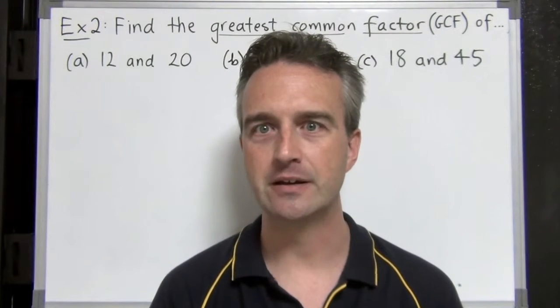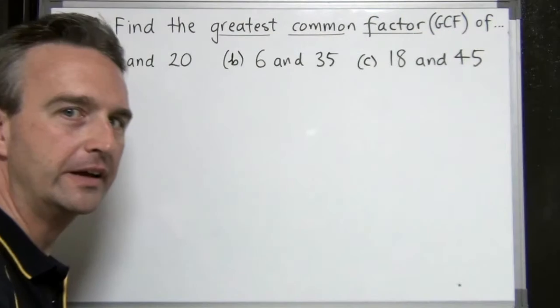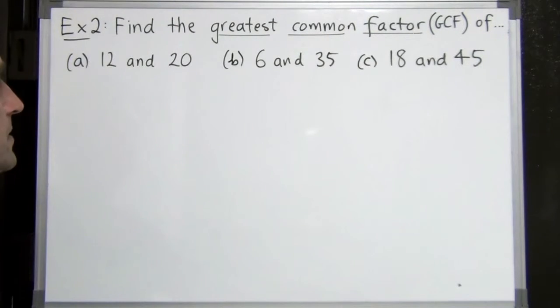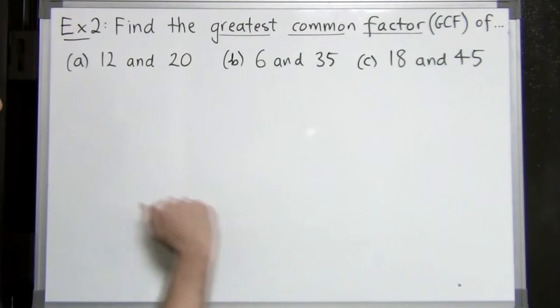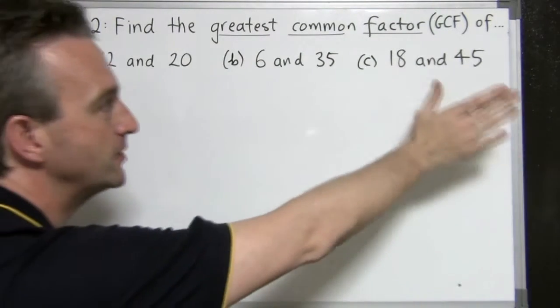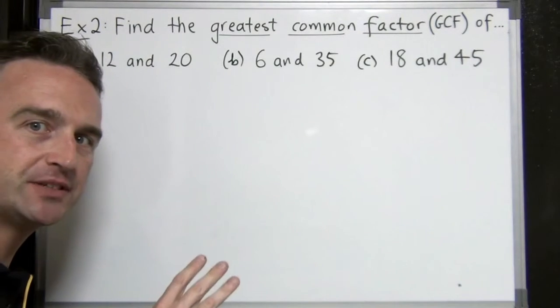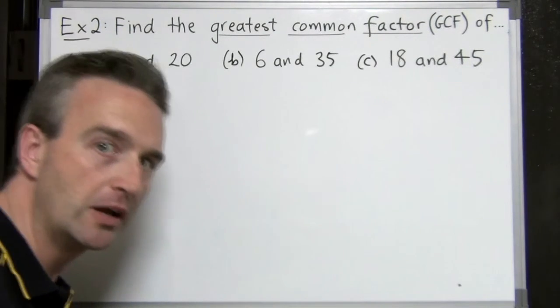But enough from me. Please try example 2. Can you find the greatest common factors or the GCFs for these 3 sets of numbers? For A, you've got 12 and 20. B, you've got 6 and 35. C, you've got 18 and 45. And in one of these 3 examples, the GCF is relatively prime. Can you tell which one?